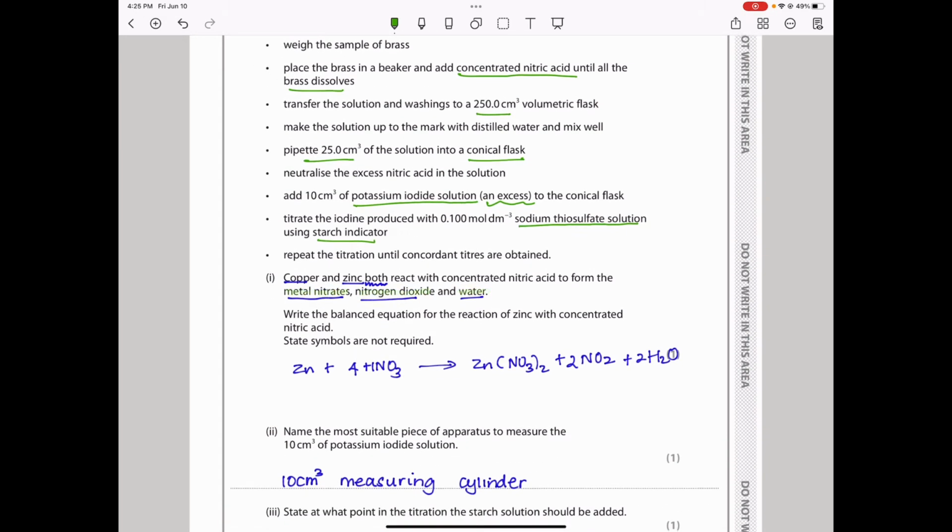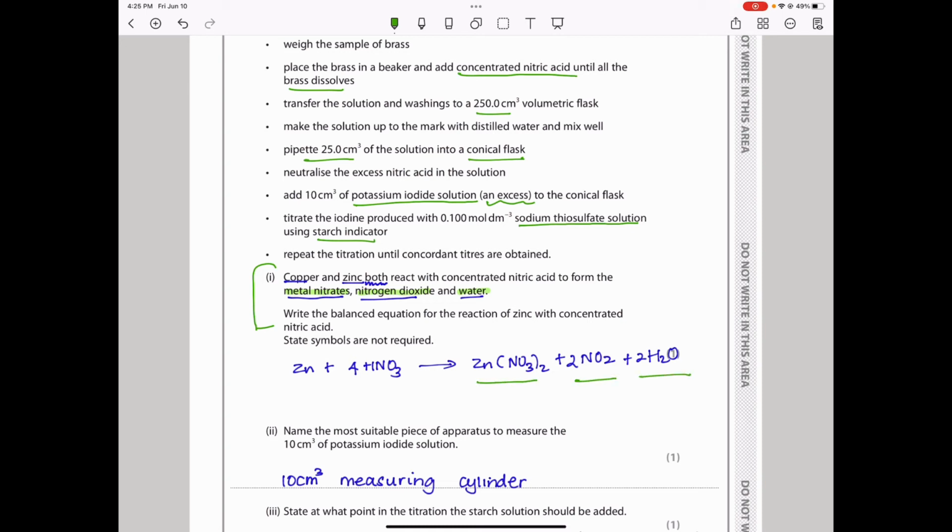The first question says copper and zinc both react with concentrated nitric acid to form the metal nitrate, nitrogen dioxide, and water. They say write the balanced equation for the reaction between zinc and concentrated nitric acid. Because they give us this information here, it's easy for us to write. We know the products are going to be metal nitrates, nitrogen dioxide, and water.